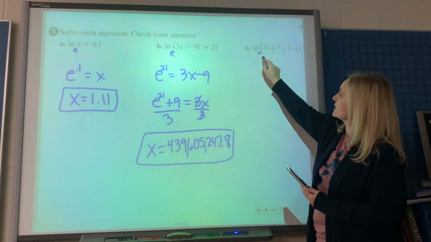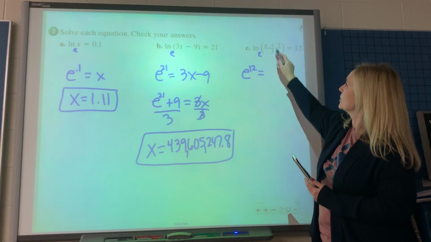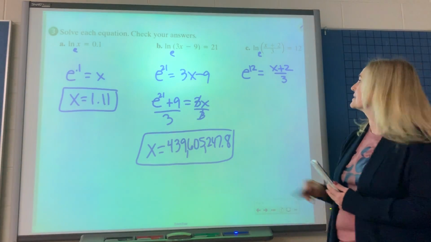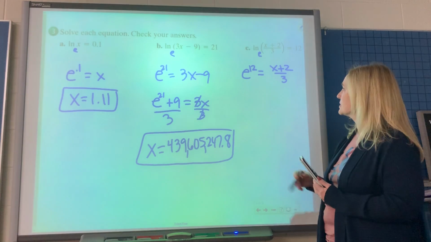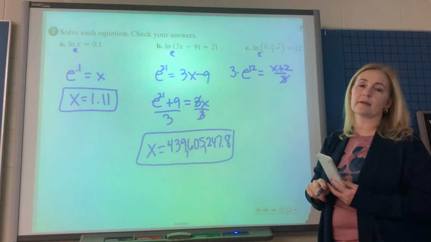And this one, rewrite it with the e: e to the 12th power equals x plus 2 over 3. You're going to solve that for x. E to the 12th power is just a number. First thing you're going to do is times by 3 to this side to get rid of the 3.